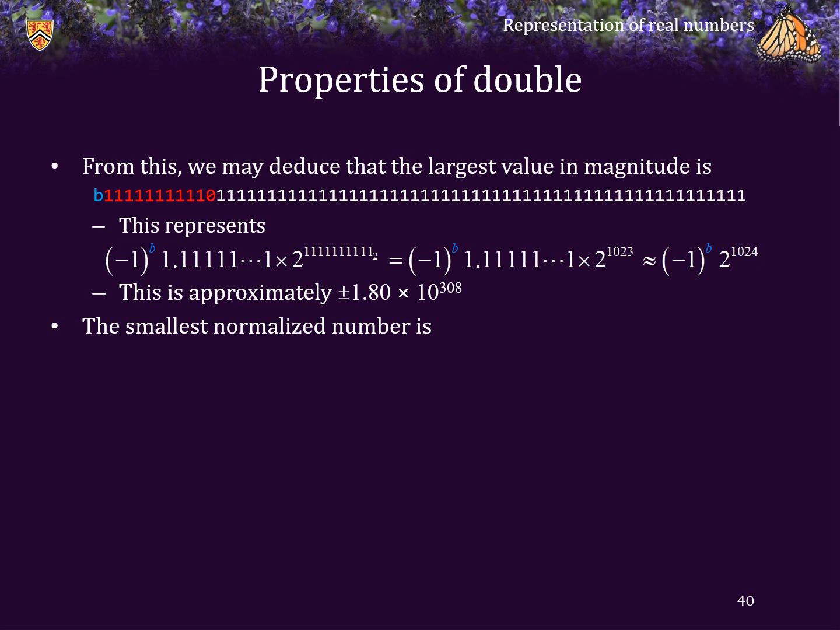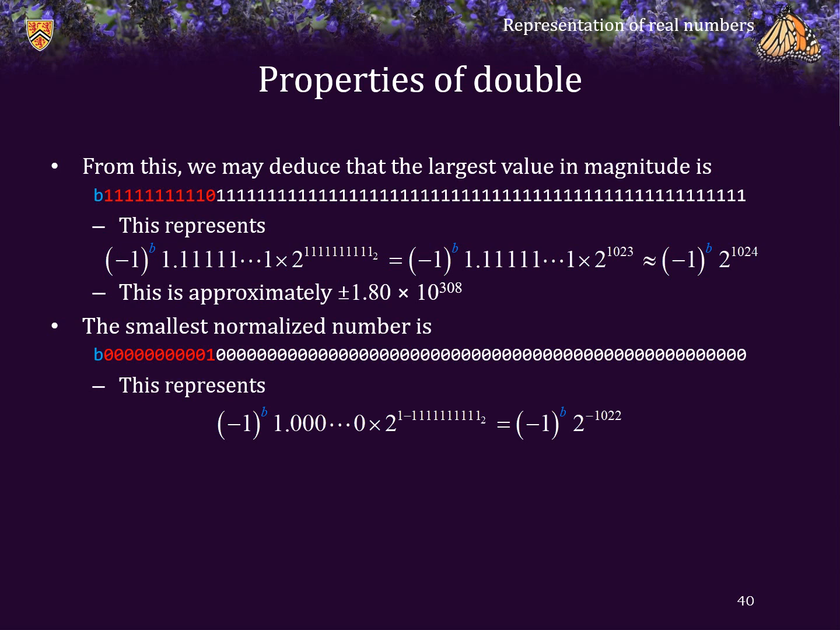The smallest normalized number is this number here. It represents 1.0 times 2 to the 1 minus the bias, which is equal to plus or minus 2 to the negative 1022, because the bias is 1023. This is approximately equal to plus or minus 2.23 times 10 to the negative 308. Thus, we appear to be able to represent with maximal precision numbers on an extremely large range of real numbers, as small as 10 to the negative 308 and as large as 10 to the 308.